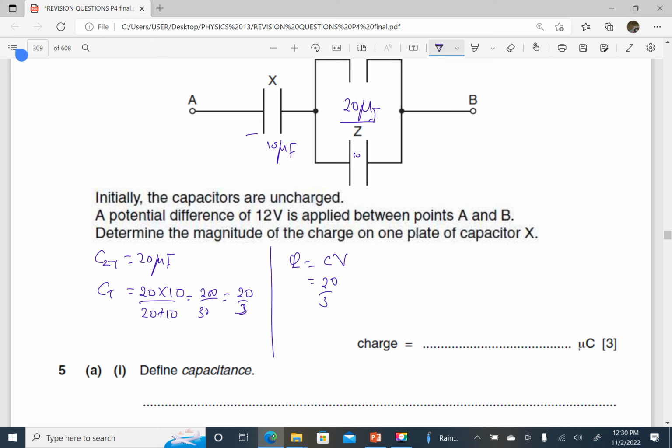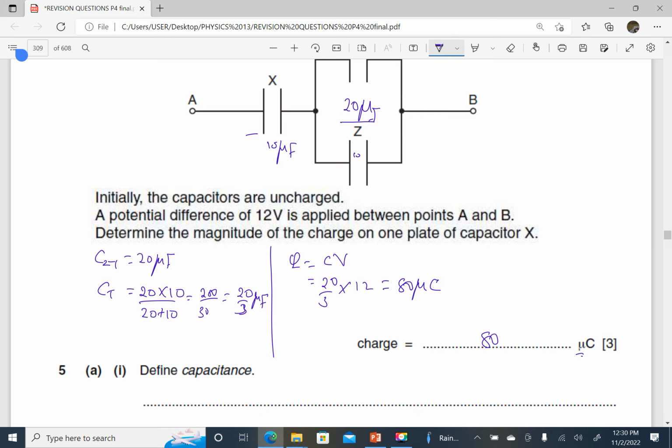So I will find the total charge, which is going to be total capacitance times total PD. Total capacitance is 20 over 3, of course in microfarads. I will not remove the micro because I need it again. Then times 12, and I think this is 4, that is 80 microcoulombs. So the total charge is 80 microcoulombs.